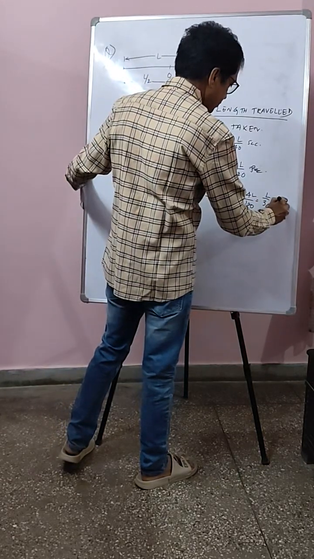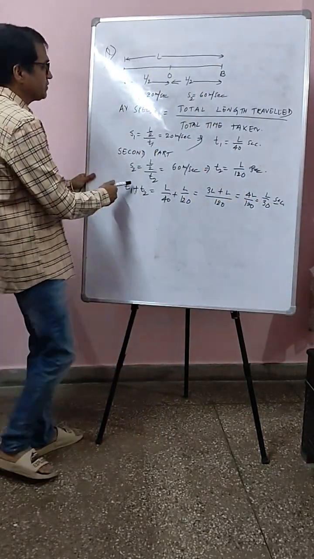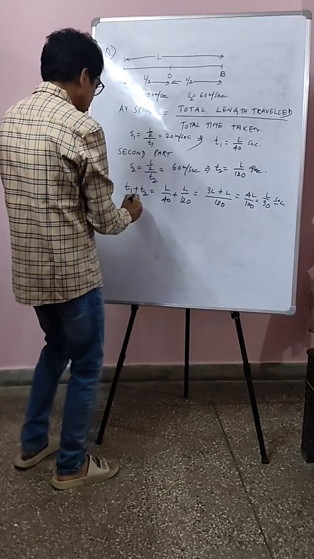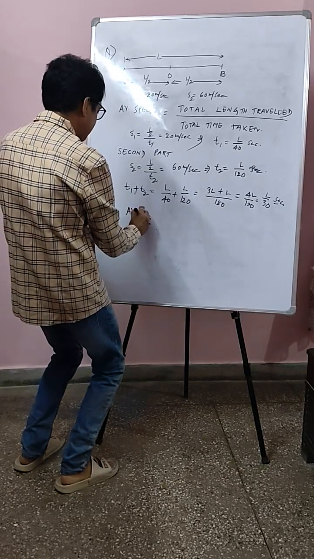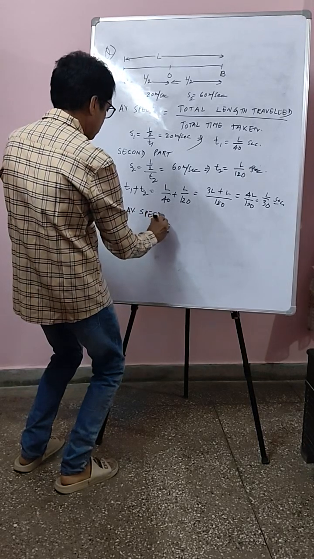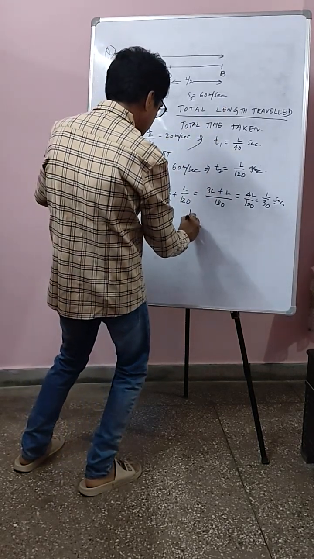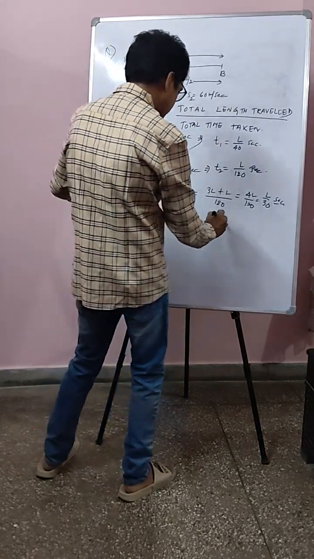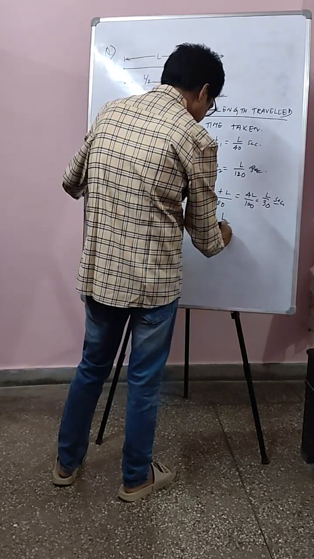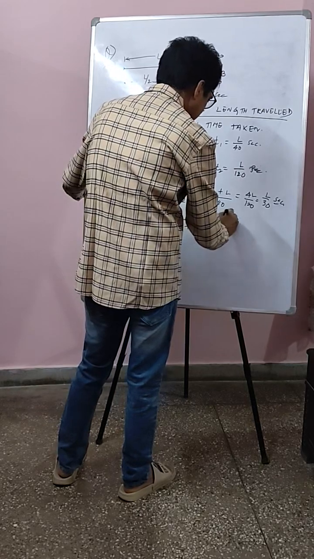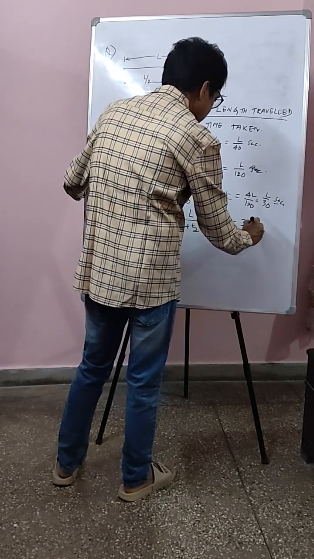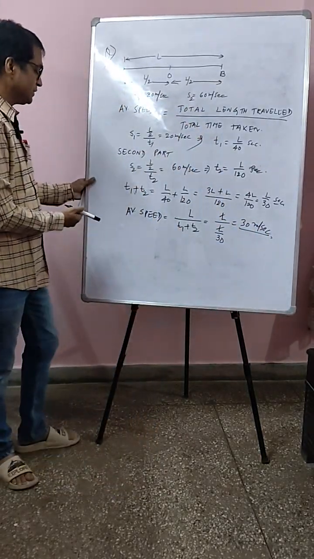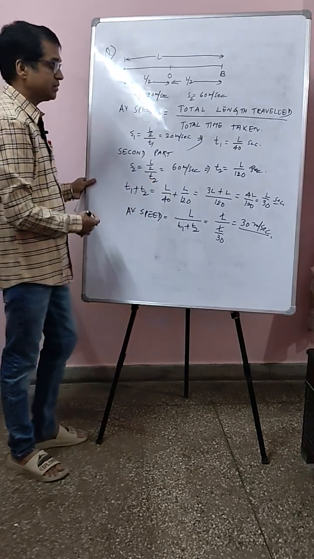Now we substitute this value in the equation, total length traveled upon total time taken. Average speed: total length traveled is L, total time taken is T1 plus T2, which equals L upon 30. L cancels, and it equals 30 meters per second. So this is the value of the average speed. It is 30 meters per second.